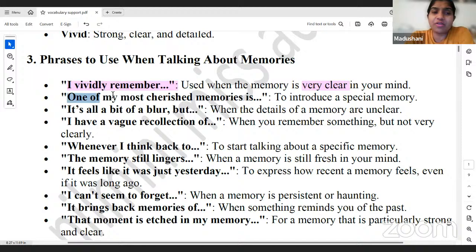Right? Next there is one of my most cherished memories is. Yeah, to introduce a special memory. It's all a bit of a blur, when the details of a memory are unclear. I have a vague recollection of. You use this when you remember something but not very clearly. The opposite of that: if you remember it well, vividly remember; if you don't remember it well, this one. Right. The other one, whenever I think back to.